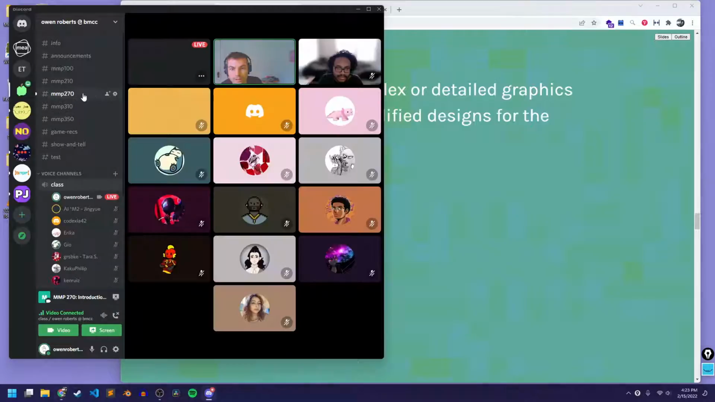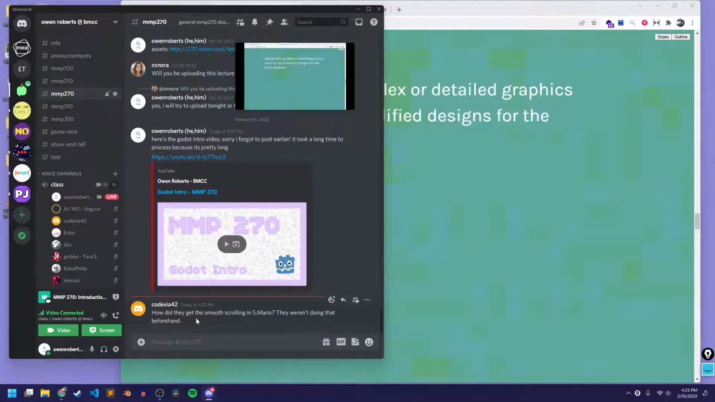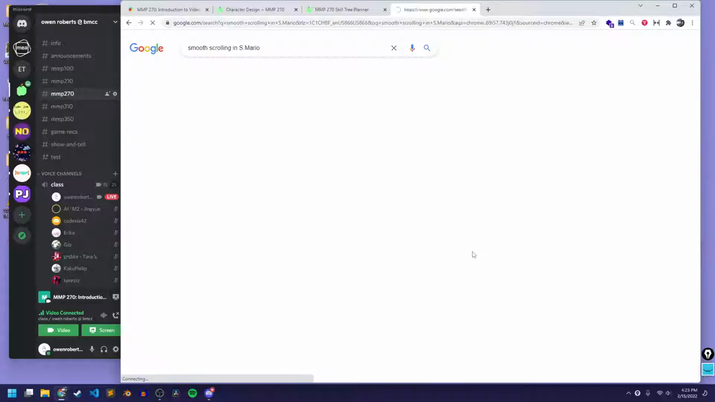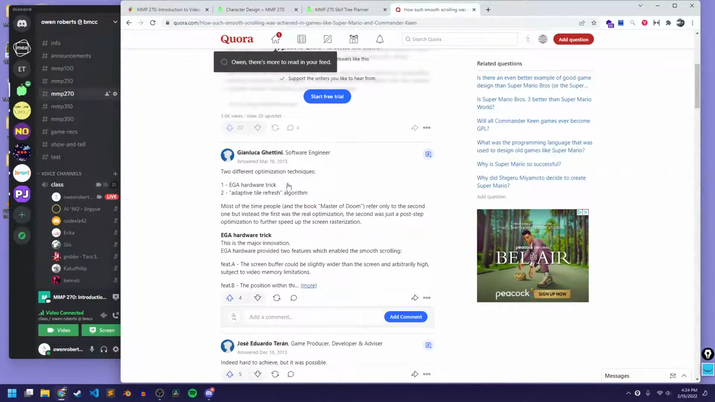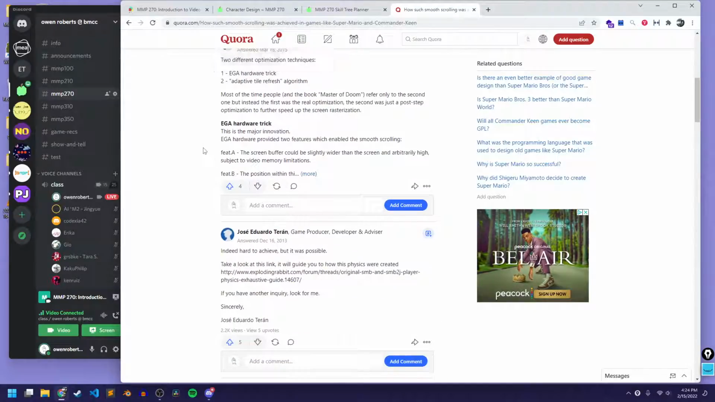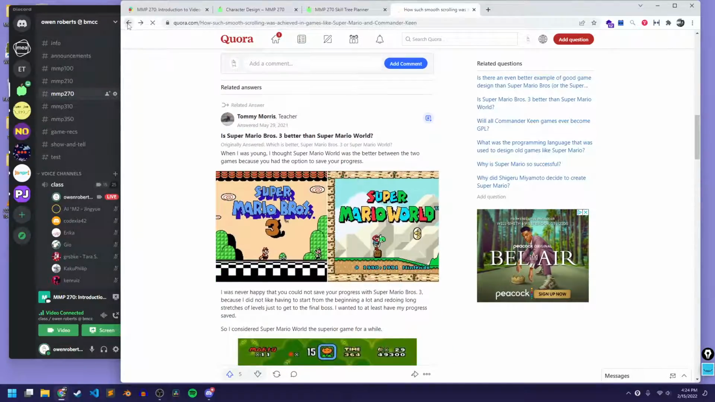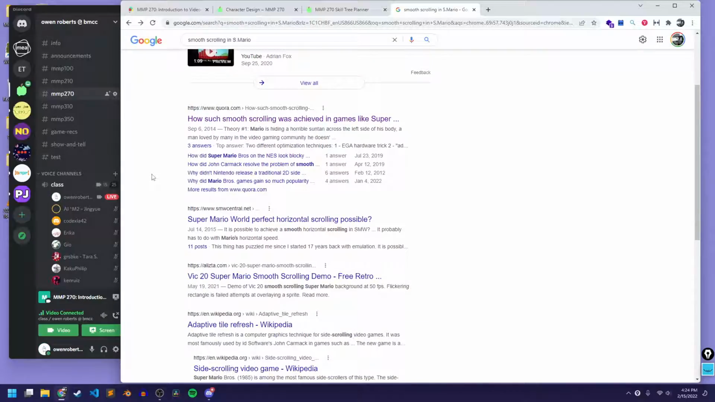Let me check the chat real quick. Did they get this smooth scrolling in Super Mario? They weren't doing that beforehand. That is a good question. I don't know the answer to that off the top of my head. Let's see if we can Google that real quick. Oh, wow. All right, so it looks like some kind of hardware graphics tricks. Oh, that's interesting. We'll have to look into that more.